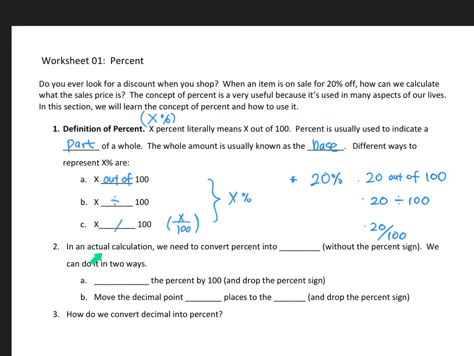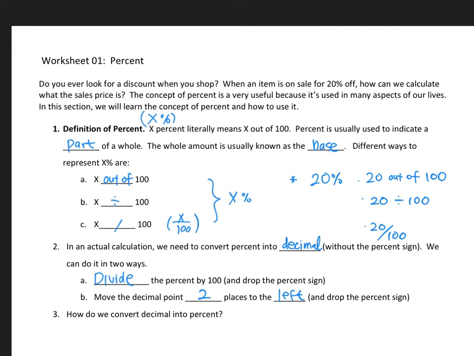In actual calculation, we need to convert percent into decimal. A lot of times you're going to calculate a bunch of different stuff with percent. When we write percent, we write it with a percent sign. But when we actually do calculation, we have to convert that into a decimal without a percent sign. And we can do it in two different ways. We can divide the percent by 100. Again, percent means out of 100, so you're literally dividing by 100. Or a shortcut is to move the decimal point two place values to the left.